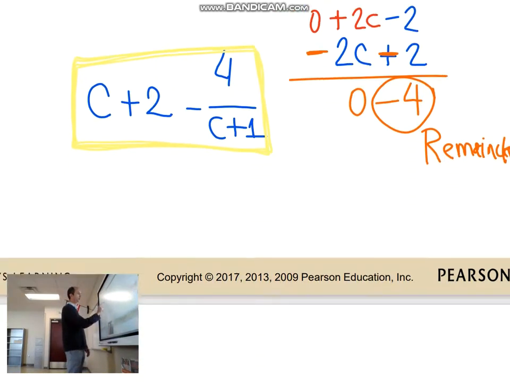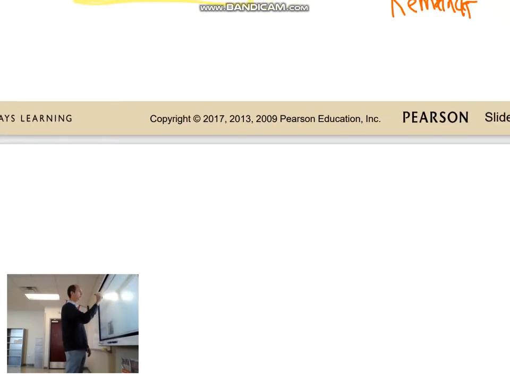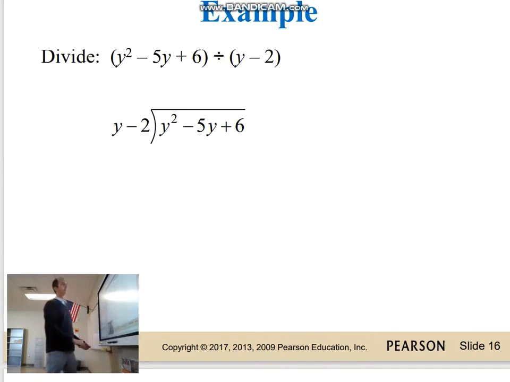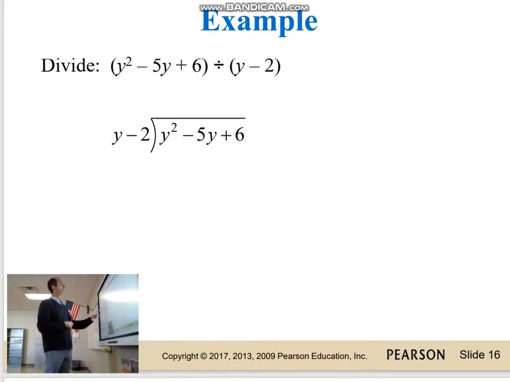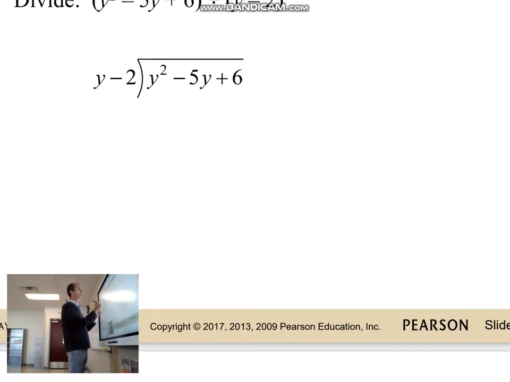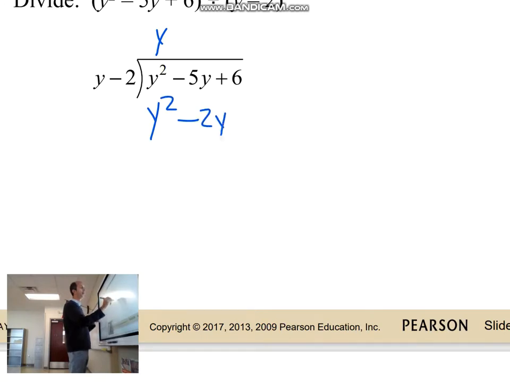Now we have another example. On this example, divide y squared minus 5y plus 6 by y minus 2. So let's work here the long division. y squared divided by y is going to be y. Now I'm going to multiply y by y minus 2, and then I have y squared minus 2y.